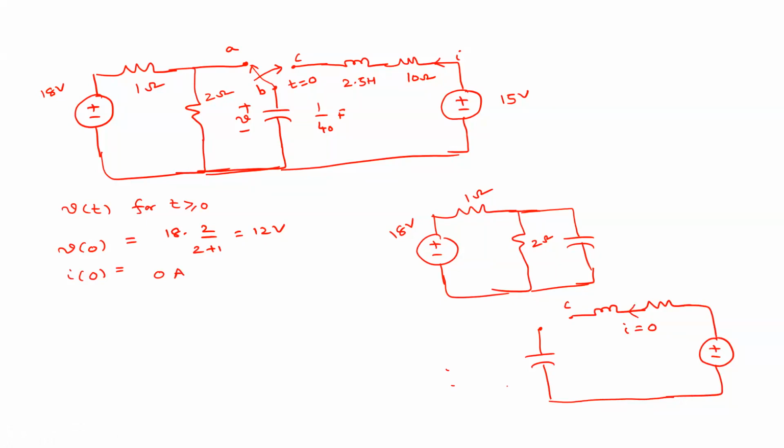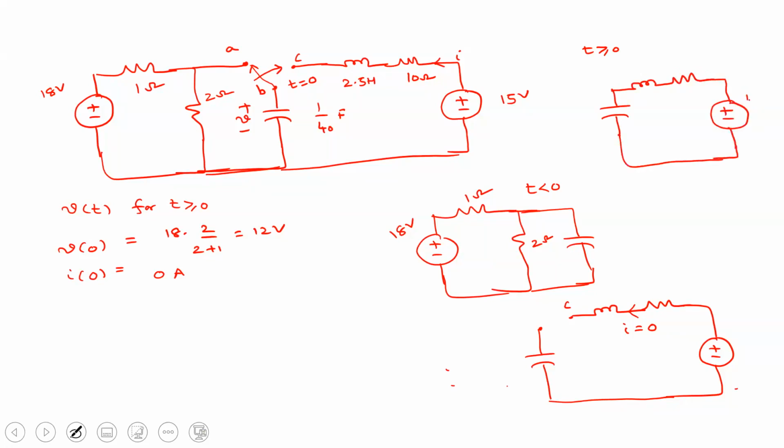So once the initial conditions are over, so this is for t less than 0. So for t greater than 0, we need to develop the circuit. For t greater than 0, the switch is moved to position C. So therefore the circuit will look like this. Okay. So this is the circuit, right?